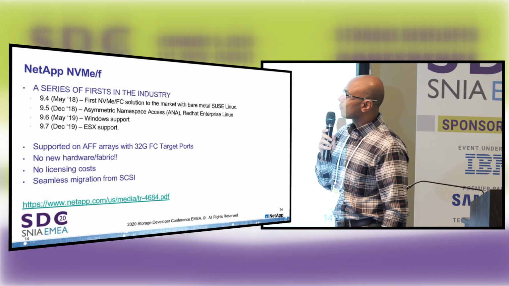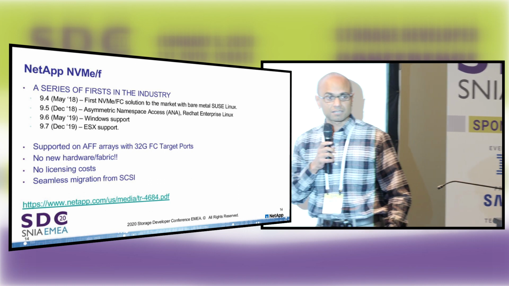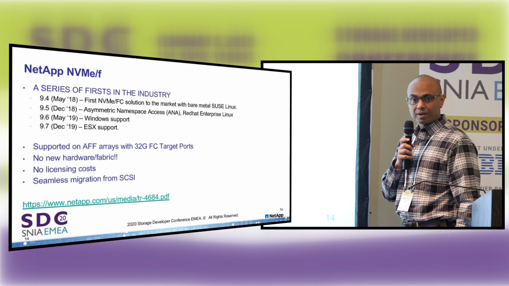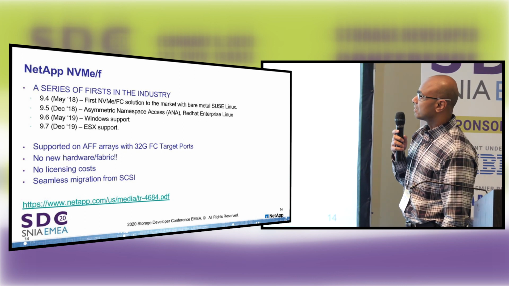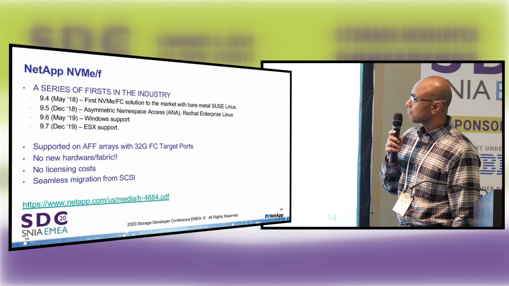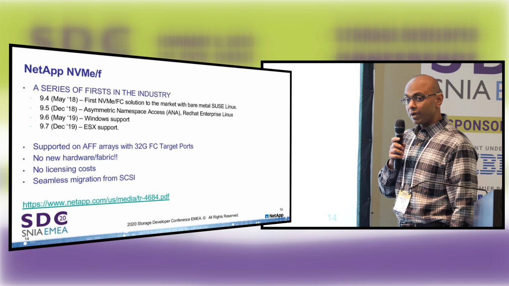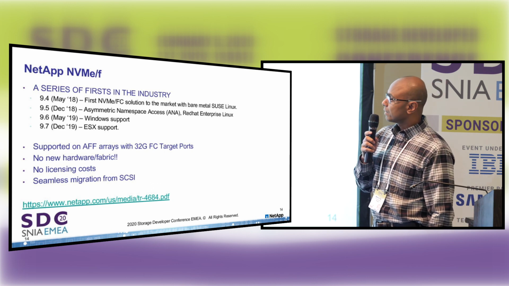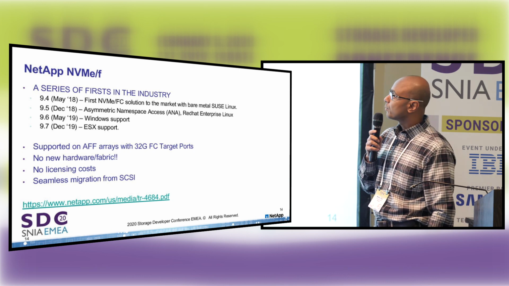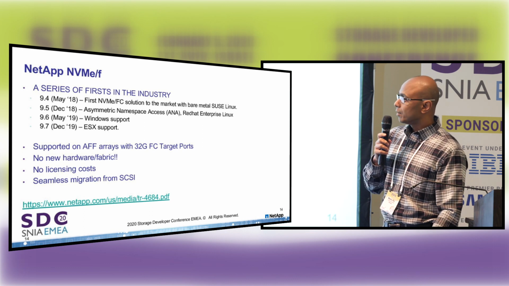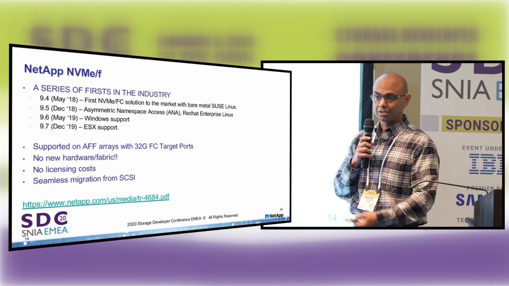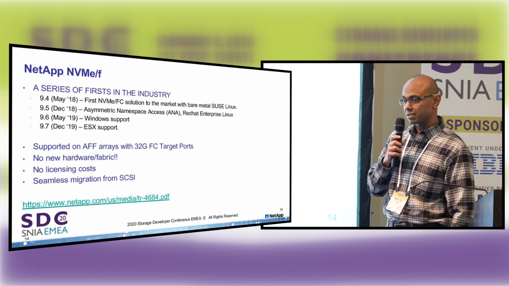So before I begin, small plug here. We are a series of firsts in the industry from NetApp's perspective in the NVMe over Fabrics technology area. Here's what we have already done. We came out with the first NVMe over Fibre Channel solution back in 2018 with bare metal SUSE Linux. In December, which is our cadenced release for every 6 months, we came out with ANA support. We brought in Red Hat Enterprise Linux. May 19, we have Windows support, and then came ESX support, which obviously, when ESX completes its qualification, we'll be ready for it.